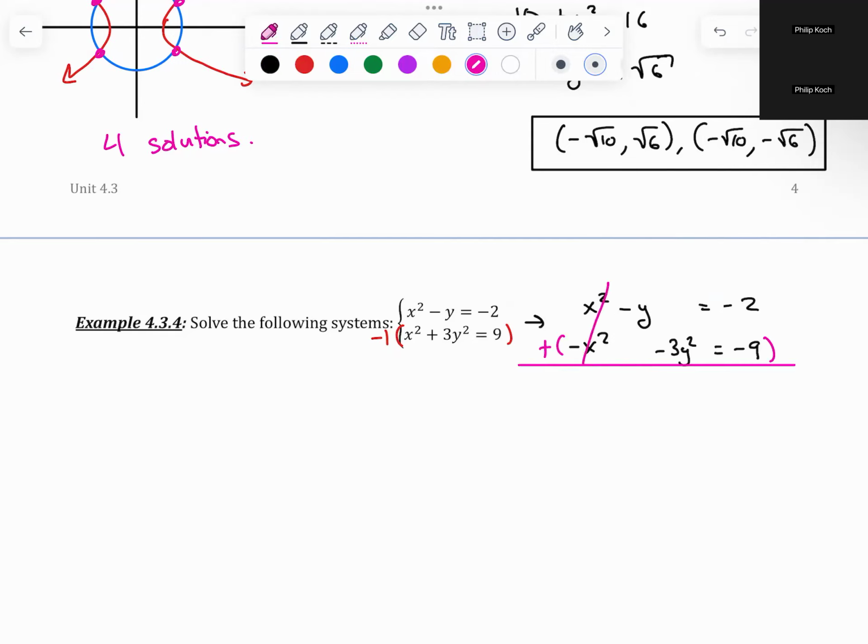The x squareds cancel. We've got negative y minus 3y squared equals negative 11. And I don't like my leading terms being negative, so I'm going to bring all the things over to the right so that my leading term is a positive 3y squared. I get 0 equals 3y squared plus y minus 11.